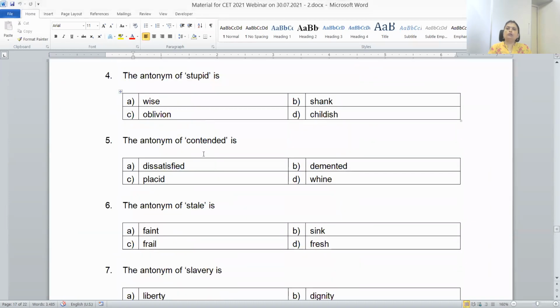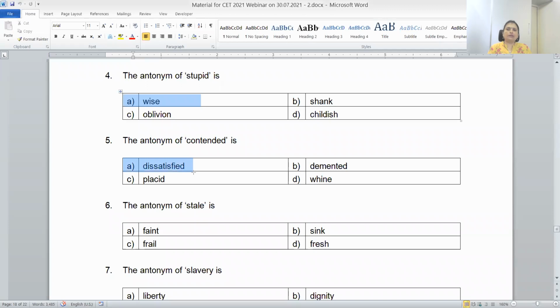Number 4, stupid. Children, stupid. Wise. Option A, wise. Children, the antonym of contented. Contented means, what? If I give you the meaning, you will get the answer. Okay. Children, it is dissatisfied. Option A is your right answer.